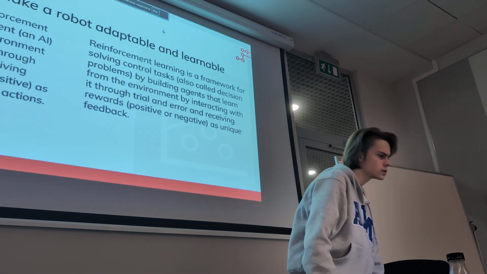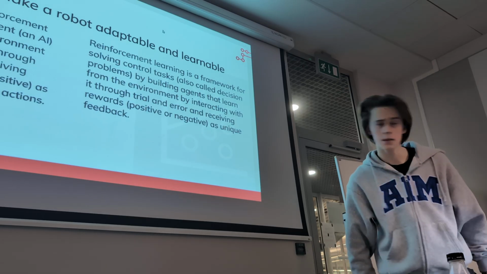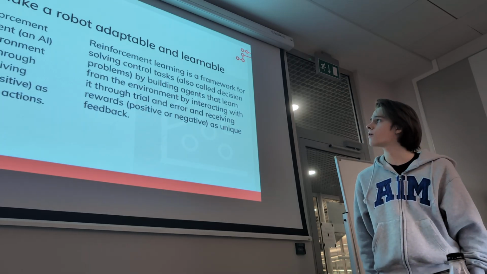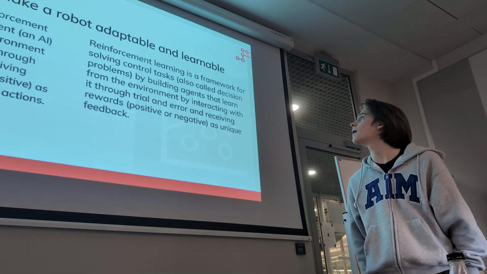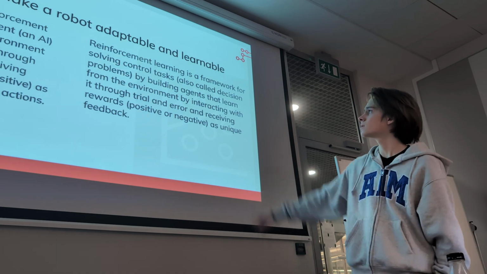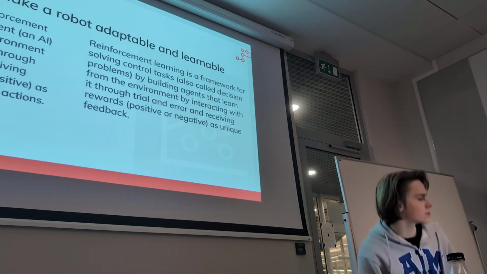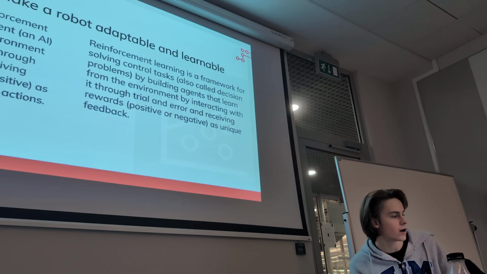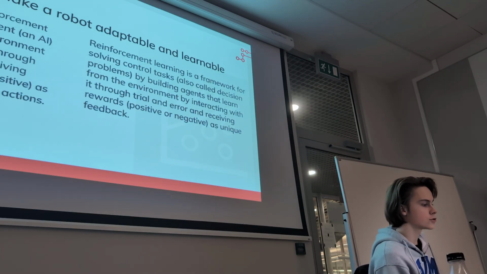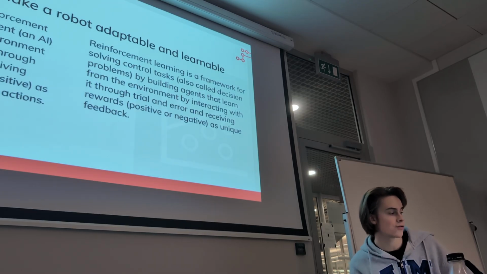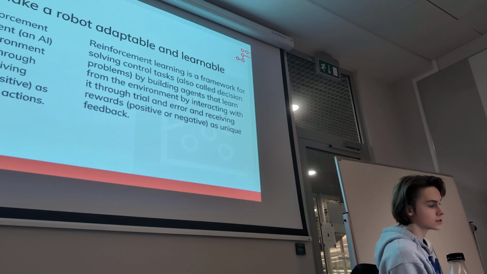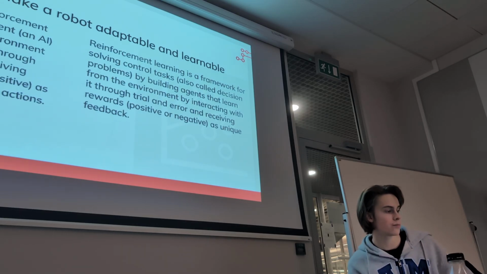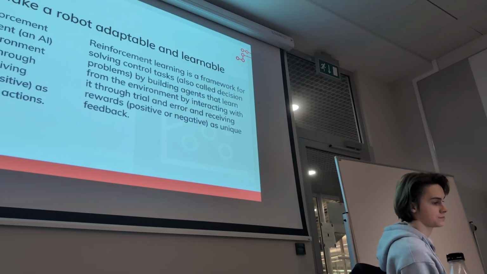So our goal is to make robots adaptable and learnable. I'm going to read two definitions that I found on the internet. One is pretty academic, and this one is simpler. The idea behind reinforcement learning is that an agent, an AI, learns from the environment by interacting with it through trial and error and receiving rewards, negative or positive, as feedback for performing actions.